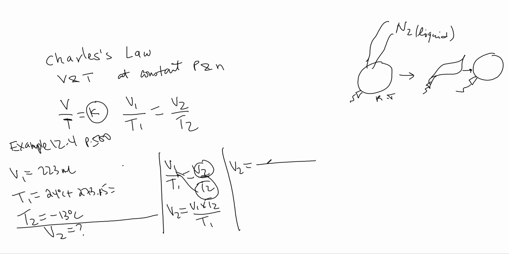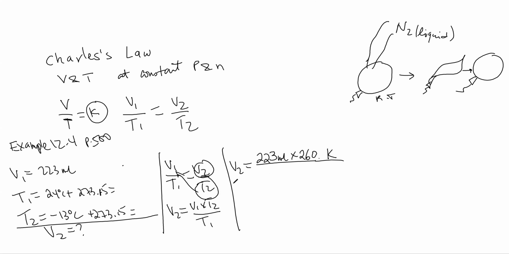So V2 now will be equal to V1, which is 223 ml, times T2, which will be 273.15 minus 13, so that looks like 260. Now again, because this one here is in the ones, we're adding here, so we will have to round it off to the ones, so this will be significant here. I'm going to just put the dot in here.